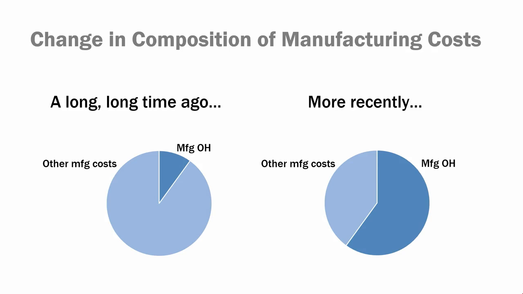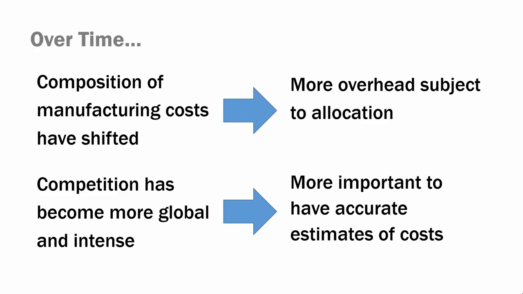In other words, it can be harder to get accurate estimates of the cost of our products. In addition, over the past several decades, competition has become more global, it's become more intense, so the implications of not having accurate estimates of the cost to make your product or offer your service have become more pronounced. So it's more important than ever to design good cost systems.